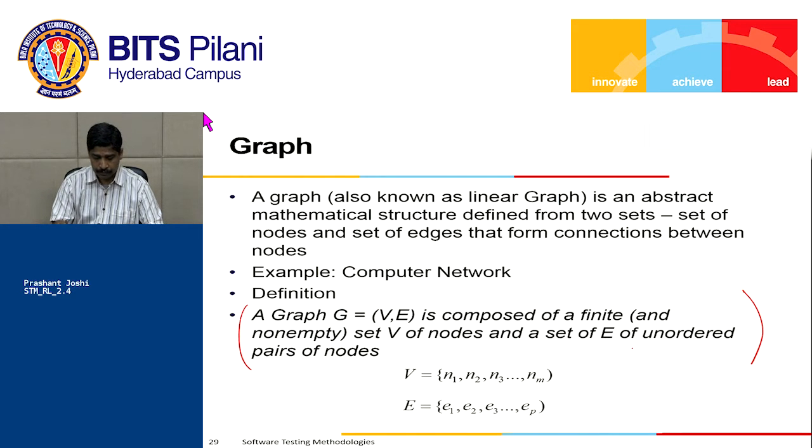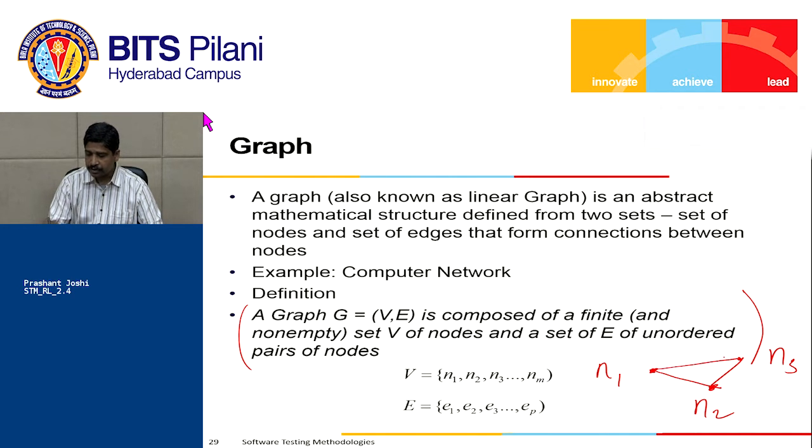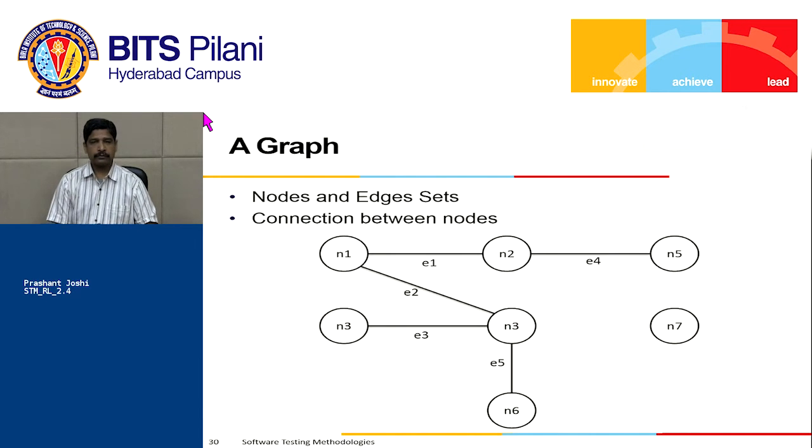So we have nodes. There's a set of nodes N1, N2, N3, and then there are edges which connect these nodes. They may also be directed. So these are the nodes that we see, N1 through N7, and then there are edges which connect those nodes. So you can see N7 is an unconnected or a disconnected node.